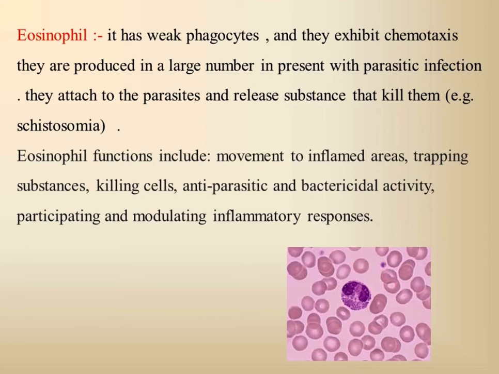Eosinophil function. What is the function of an eosinophil? Its functions include movement to the inflamed area, trapping substances, killing cells, anti-parasitic and bactericidal activity. So it also participates in modulating the inflammatory response. But it is not strong in phagocytosis. It is weak in phagocytosis but will be active during parasite infection, by killing cells and bactericidal activity.